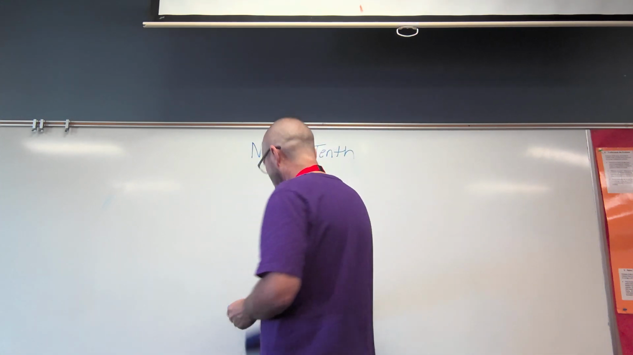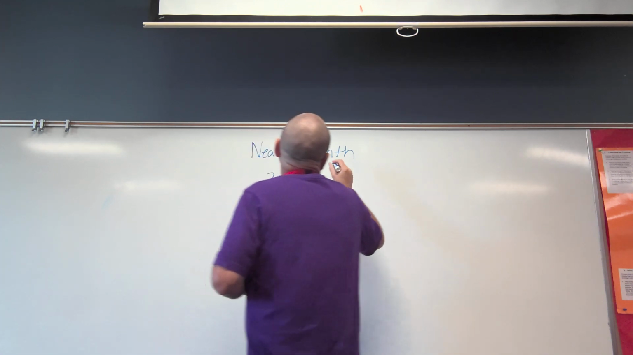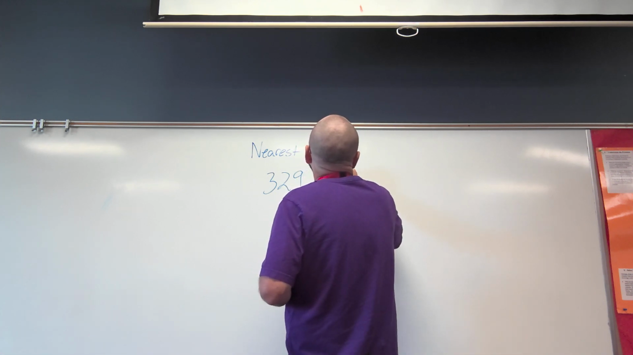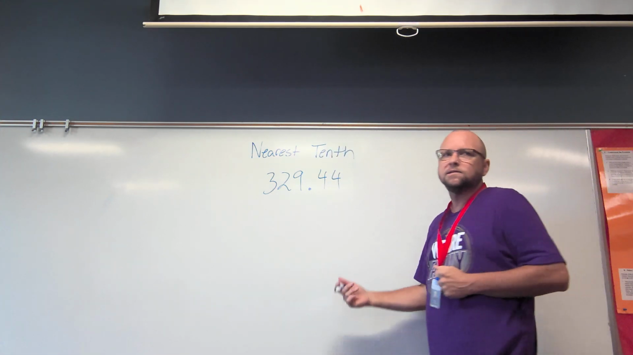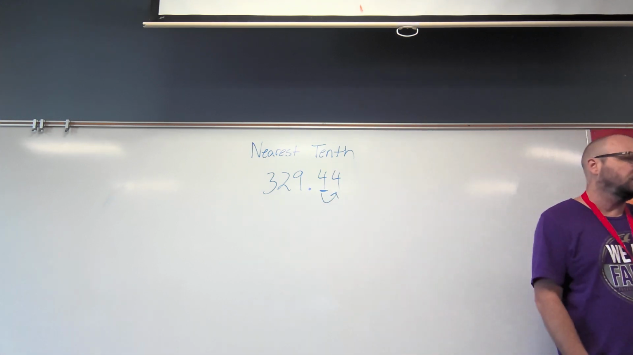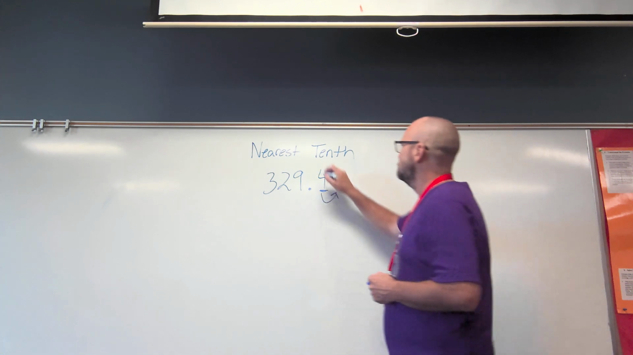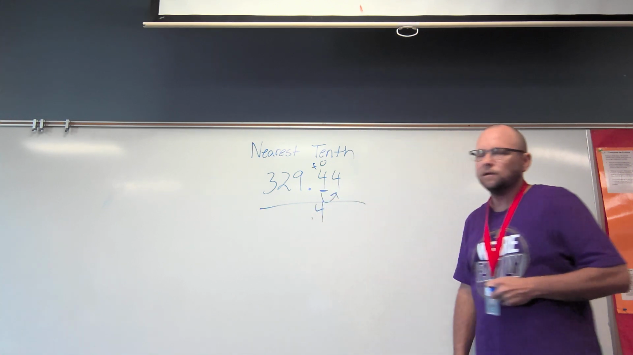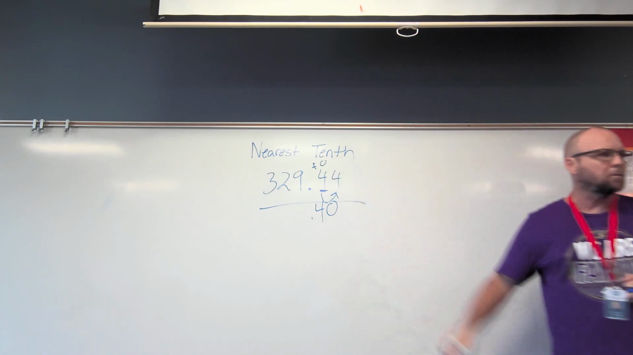Let's look at one more. 329 and 44 hundredths. My tenths place is one place behind my decimal point. I look behind it into the hundredths place. What am I adding to my underlined place? 0. So that just stays a 4, decimal point straight down. The number behind it is a 0. Don't rewrite that number behind it.